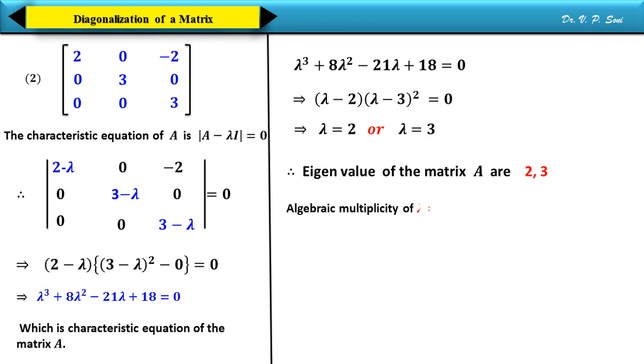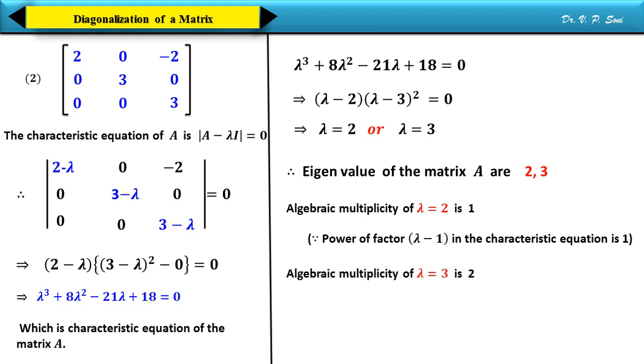Therefore the algebraic multiplicity of λ = 2 is 1, because the power of (λ − 2) in the characteristic equation is 1. And the algebraic multiplicity of λ = 3 is 2, because the power of (λ − 3) in the characteristic equation is 2.